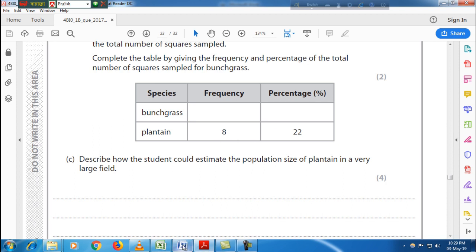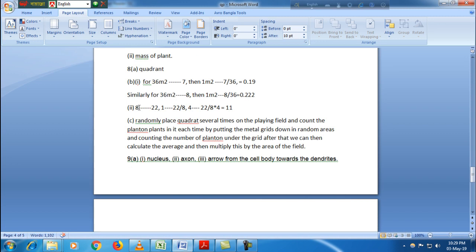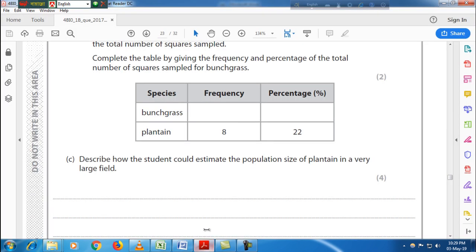As for plantain it is 8, we can say that for 8 it is 22%. For 1, how many will it be? 22 divided by 8, and for 4 it will be 22 divided by 8 into 4. The answer will be 11%.